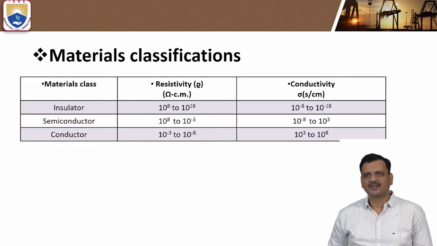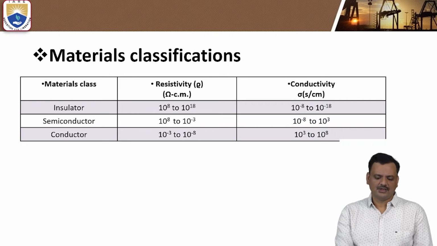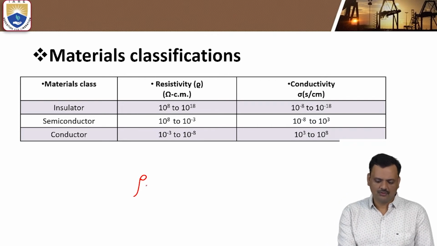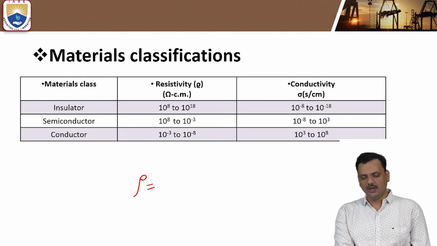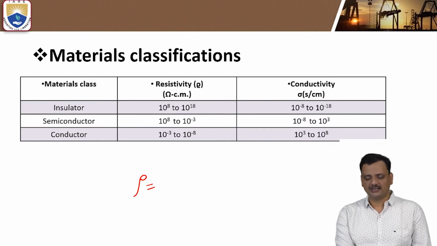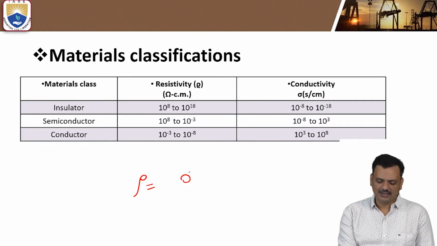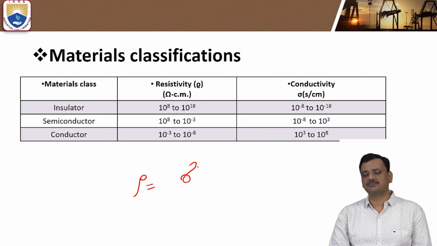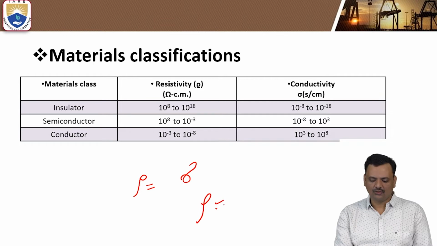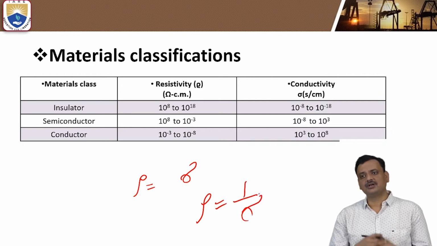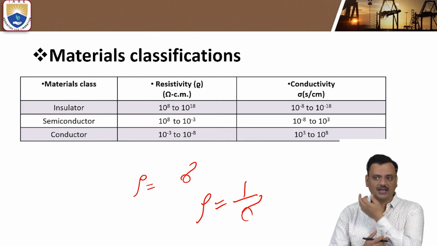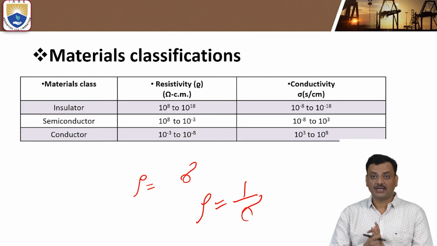Okay. Now, material classification on the basis of order of resistivity and conductivity. So, resistivity rho, its unit is ohm centimeter, okay, and conductivity sigma, its unit is Siemens per centimeter, and this rho and sigma are generally inversely proportional to each other, okay, inversely proportional to each other.